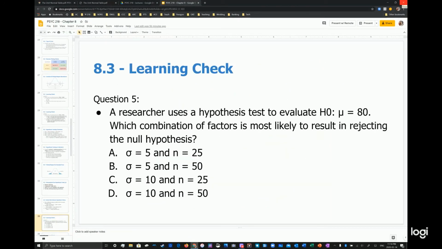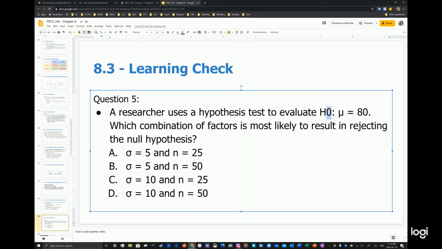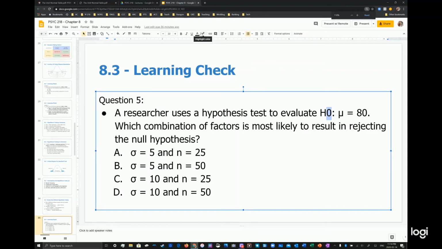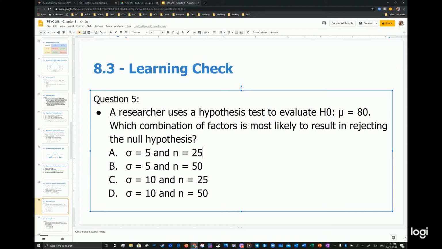So here's another learning check. Question 5, multiple choice. A researcher uses the hypothesis test to determine whether there's a difference. And so the null hypothesis says, oh, well, the population mean here is 80. So then you would expect the sample to also get a sample mean of around 80.